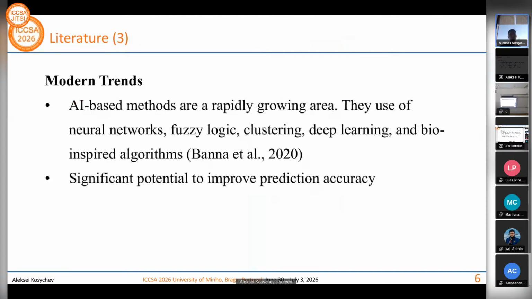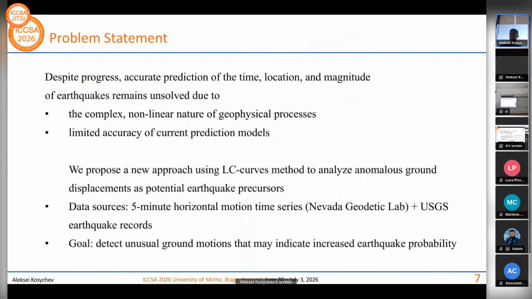And the last group of literature focuses on modern trends, which show that there are many artificial intelligence-based methods which have great potential in improving prediction accuracy in the future. So with all of this being stated, we have the next problem statement: despite the progress, the problem of predicting earthquakes still remains unsolved, which can be connected with the complex geophysical nature and with the limited accuracy of existing models.